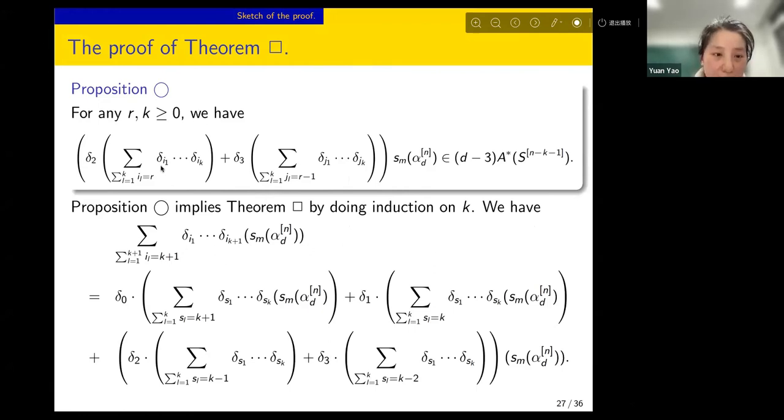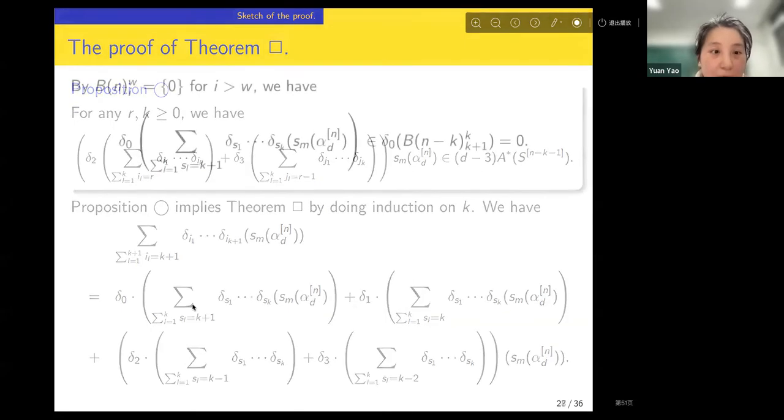It's easy to check when K equals 1 or 2, maybe. So you have this term and you write it down. Let's say the first delta is delta 0, delta 1, delta 2, delta 3. The last 2 terms are just what the proposition tells you, so you only need to consider the first 2 terms. The second term you use induction, and the first term should be automatically 0, right?